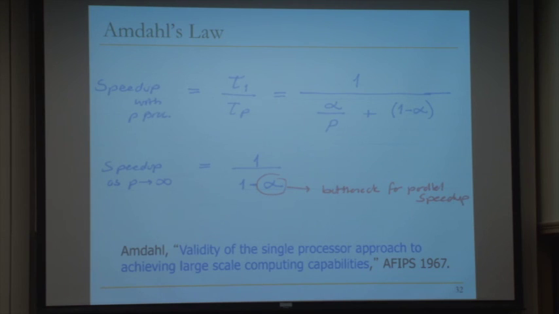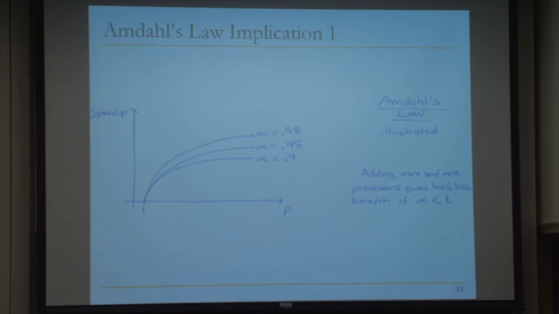OK, we already talked about this. You get a bottleneck for parallel speedup. This is just for your benefit. And this is an illustration of Amdahl's law, if you will. This is the number of processors on the x-axis, speedup on the y-axis. And I plotted pictorially different values of parallel fraction. If your parallel fraction is 90%, this is the speedup curve you get. If it's 95%, this is the speedup curve you get. If it's 98%, this is the speedup curve you get. And they all look very similar, right? Because you have diminishing returns. Basically, adding more and more processors gives less and less benefit.